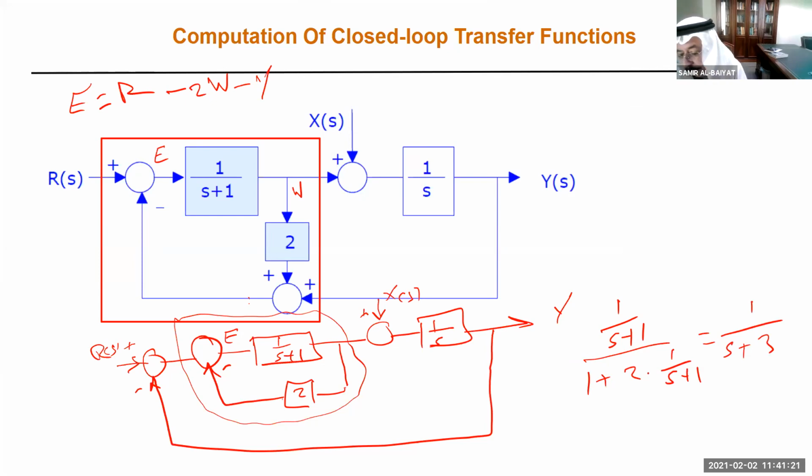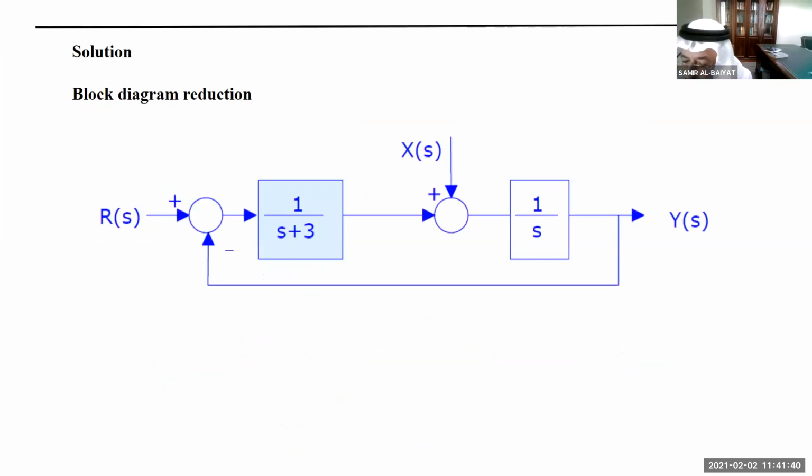Yes. Doctor, if we put W just to see what you have done, and then we find W over E between W and E, it will maybe give us 1 over S plus 3. No, look, if you do that, this is what you are going to have.